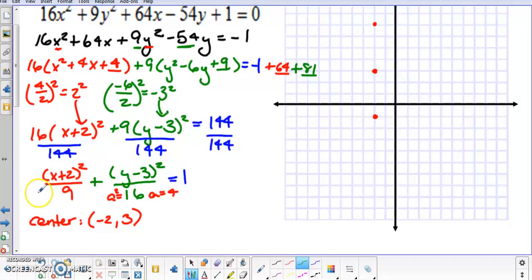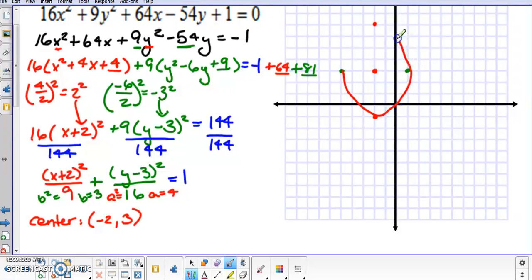Now this one right here, the 9, the smaller number, is going to be my co-vertices. So if that equals b squared equals 9, that means that b is going to equal 3. And that's underneath my x, so I'm going to go 1, 2, 3, and 1, 2, 3 units. Alright, so now I can go ahead and draw my ellipse.